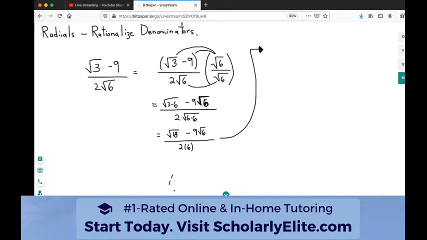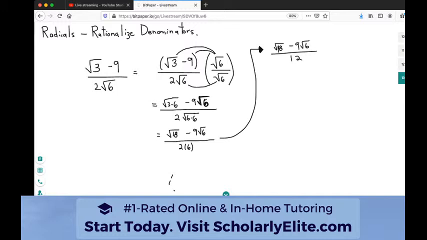So at this point, I've got root 18. That's an 18, sorry, guys. And then minus 9 root 6. And here I've got the number 12 in the denominator. Obviously our main goal was to rationalize the denominator, and we did that. Now at this point, what we want to do is break this down as much as we can and see if we can create a more simplified version of this problem. So let's go ahead and do that.